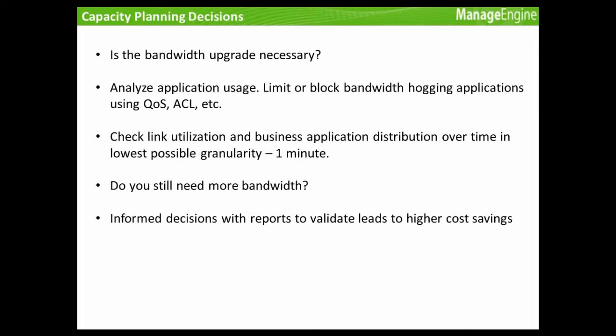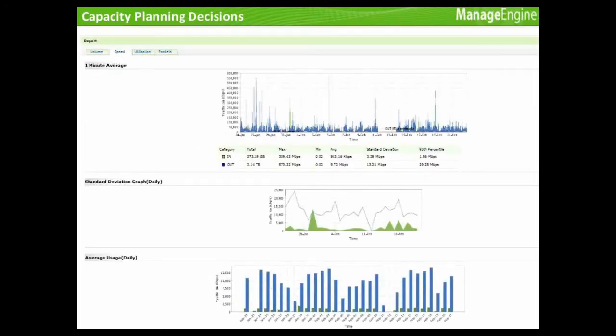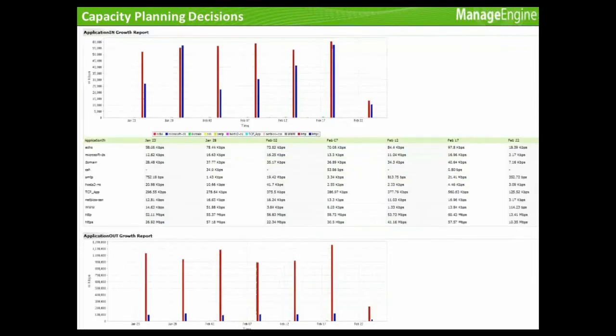applications. And so finally, informed decisions with reports to validate that actually leads to higher cost savings. So these are some of the screenshots from how a capacity planning decision can be made using NetFlow report. You get reports on what has happened, every bit of information on traffic usage pattern, and how much application growth there has been over time, which helps you decide, all right, fine, the link is sufficient, I don't have to do anything else.